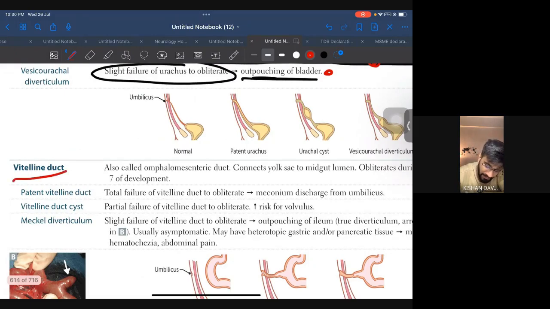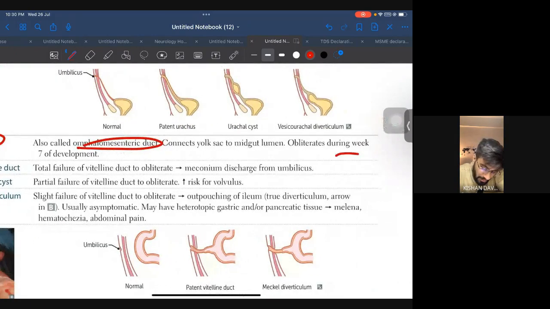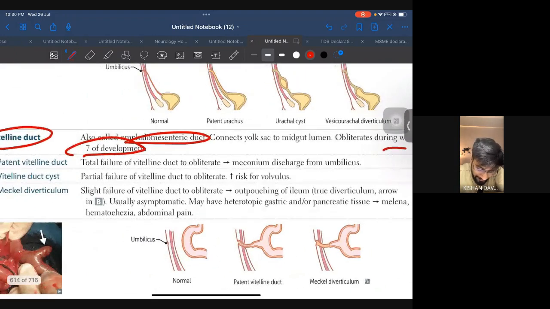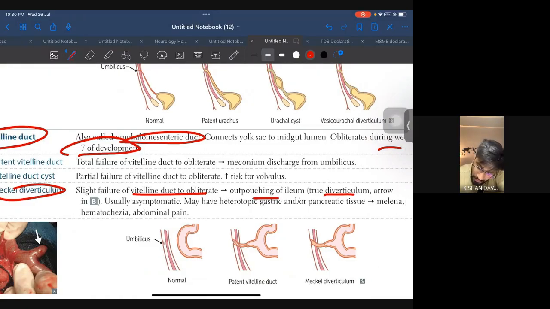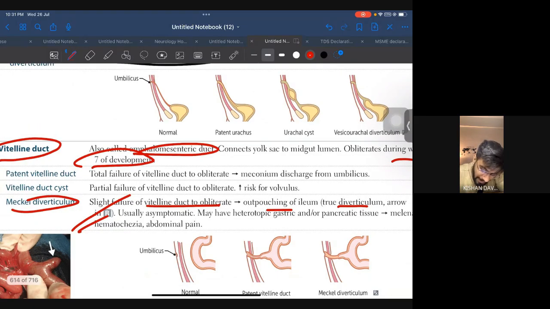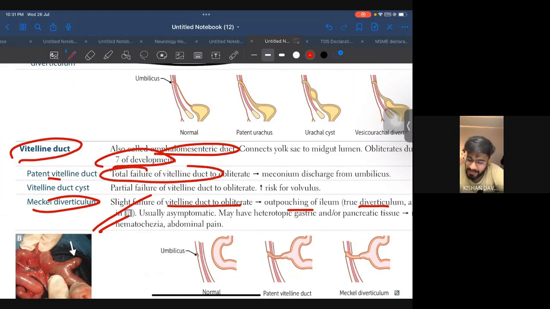Coming to the vitelline duct, also called the omphalomesenteric duct. It obliterates during week 7 of development. We have done Meckel diverticulum in GIT. Slight failure of the vitelline duct to obliterate causes an outpouching of the ileum, a true diverticulum, and we know what all the history is with Meckel diverticulum. Patent vitelline duct is total failure of the vitelline duct to obliterate: meconium discharge from the umbilicus. Be aware of the difference between meconium discharge and urine discharge from the umbilicus. If it is urine discharge, it has to be a urachus.